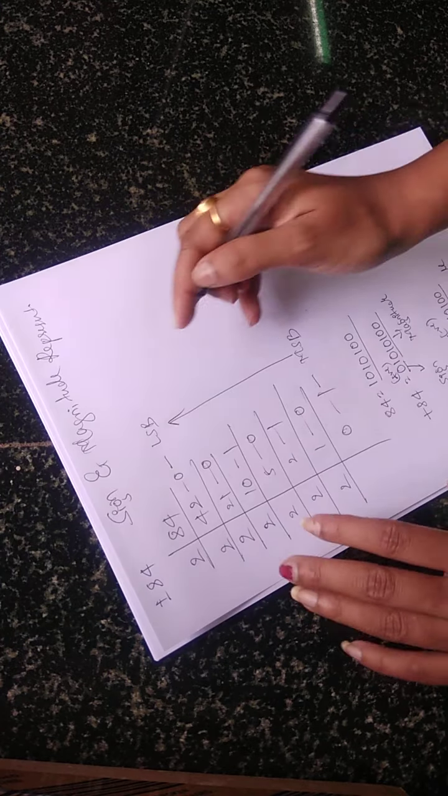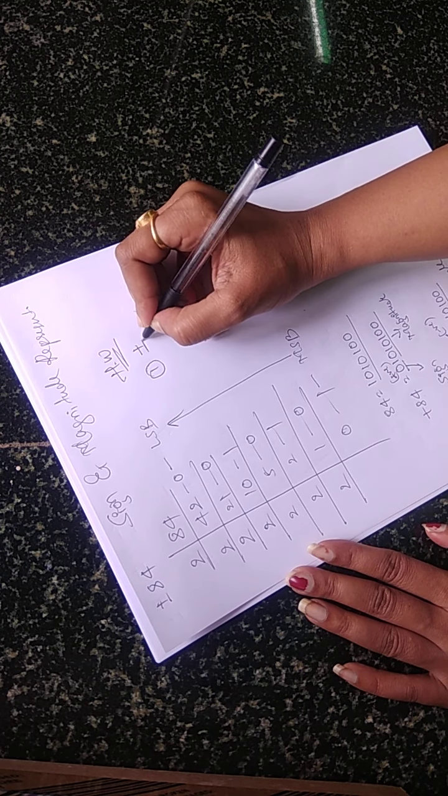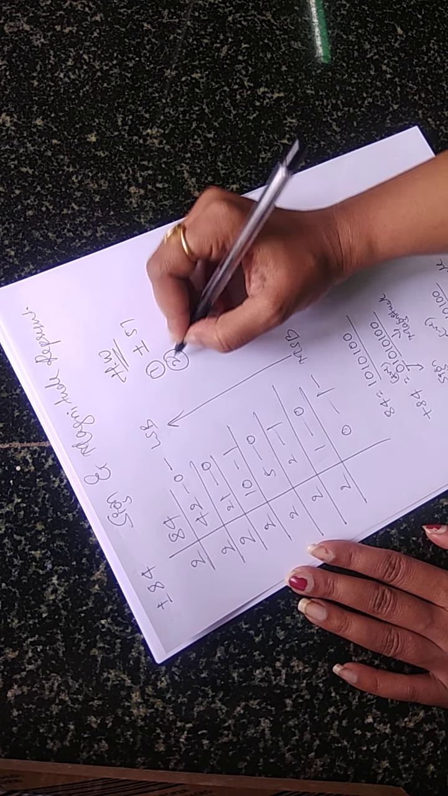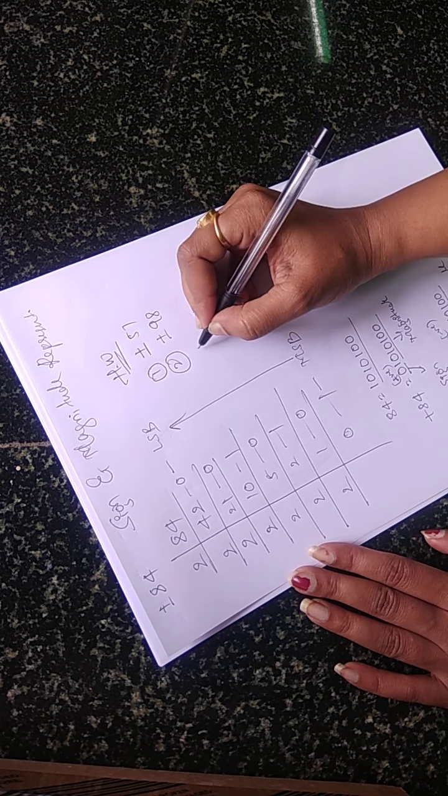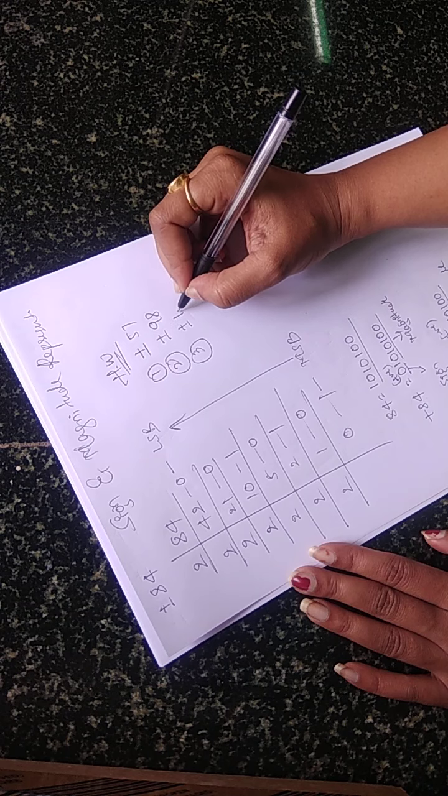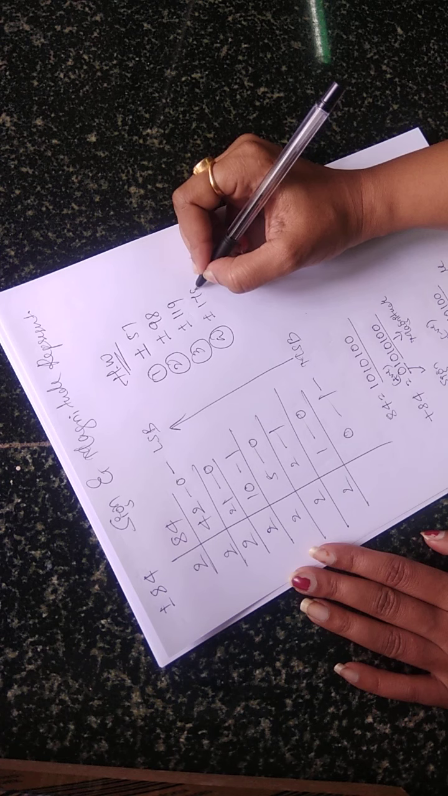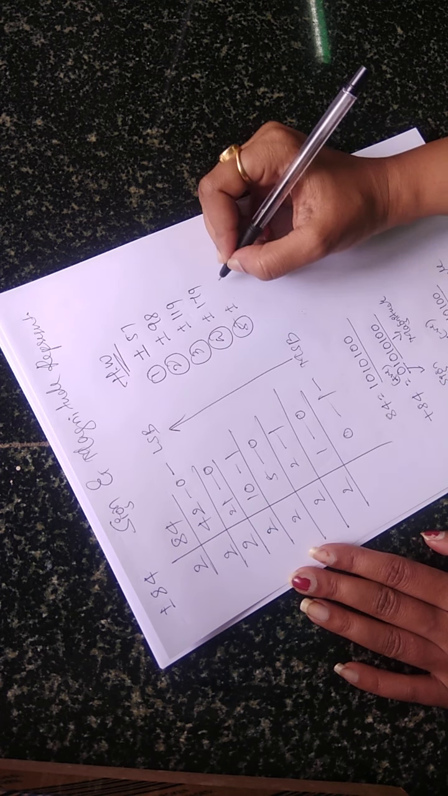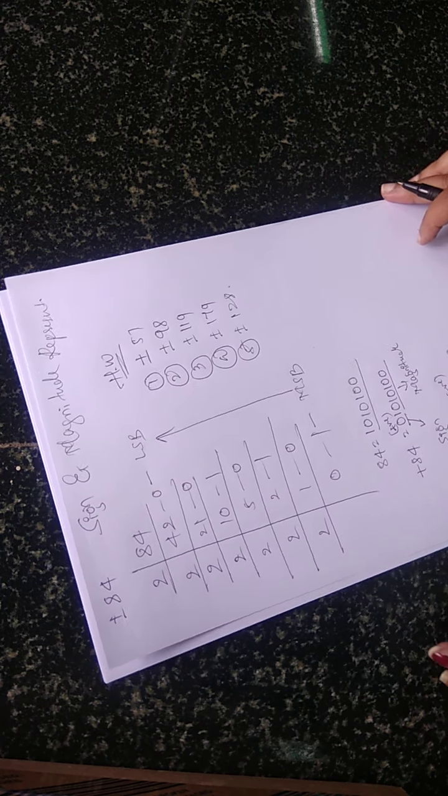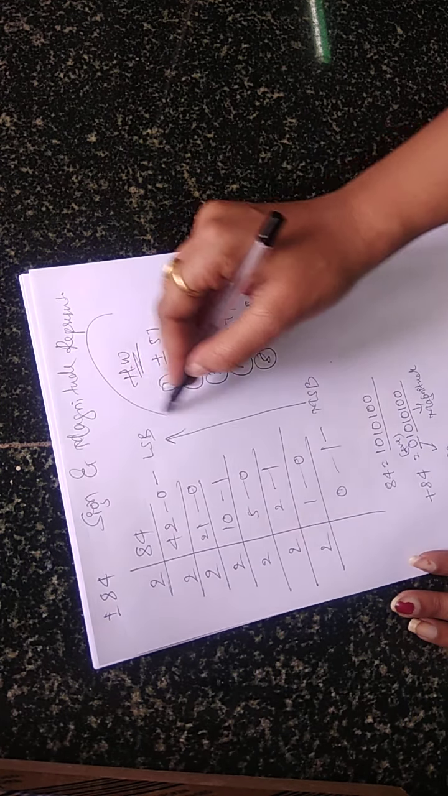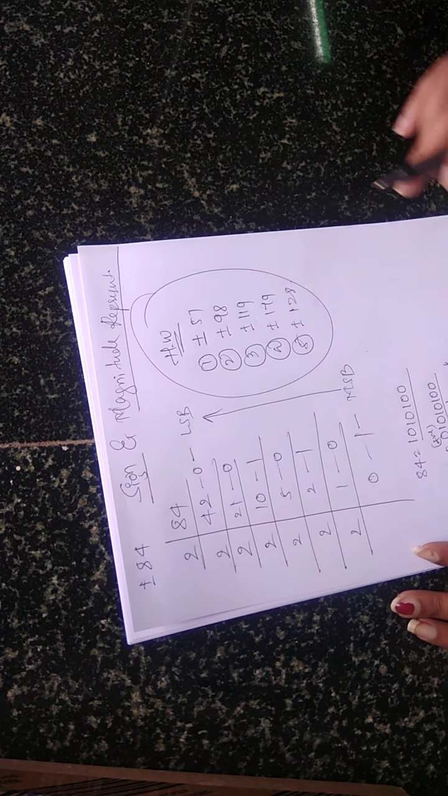Done? So take the homework. The first one, get the value of plus or minus 57. Second, plus or minus 98. Third, plus or minus 119. Fourth, plus or minus 179. Fifth, plus or minus 128. Done? Solve these and send me the answers. These all should be displayed through your sign and magnitude representation.